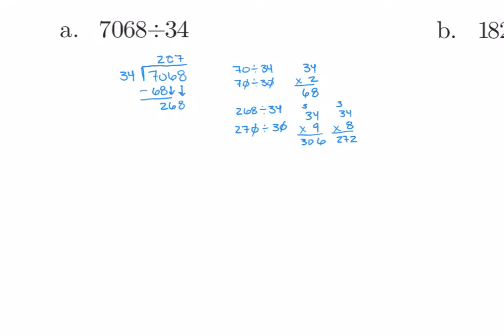Okay, let's go ahead and multiply again. 34 times 7. I get 7 times 4 is 28. 7 times 3 is 21, plus 2 is 23. Can I subtract? And the answer is yes. We subtract and we get a remainder of 30.